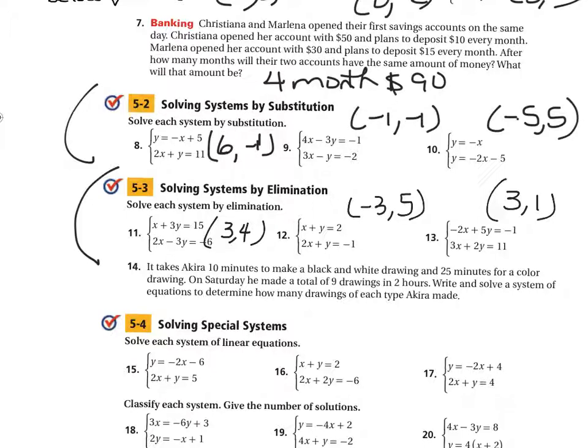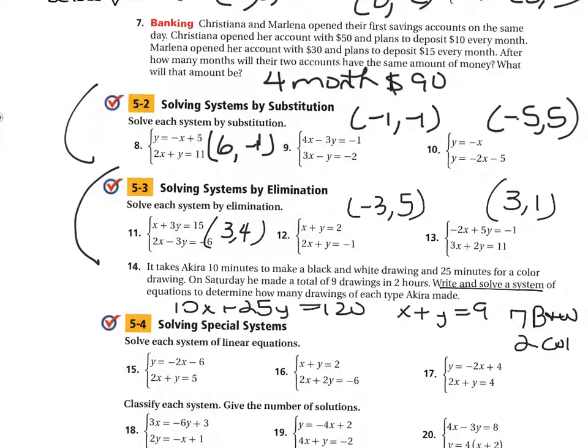The answer for number 14, it said first write and solve a system. So the first equation was 10x plus 25y equals 120. And then the other equation is x plus y equals 9. When you solve it, there's going to be 7 black and white and 2 color. Good so far? The majority of the test is going to come from lesson 5-4.